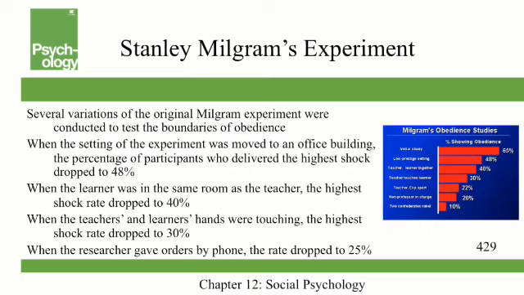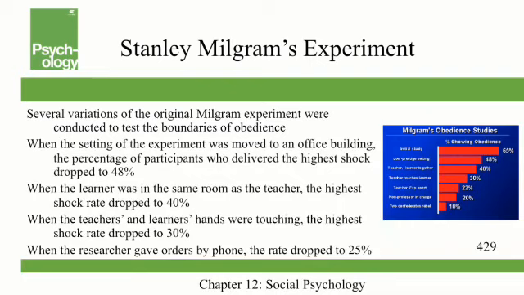Now, several variations of the original Milgram experiment were conducted to test the boundaries of obedience. So when the setting of the experiment was moved to an office building, then the number of participants who were willing to give the highest shock dropped to 48%. When the learner's in the same room as the teacher, it drops to 40%. When their hands are touching, it drops to 30%.